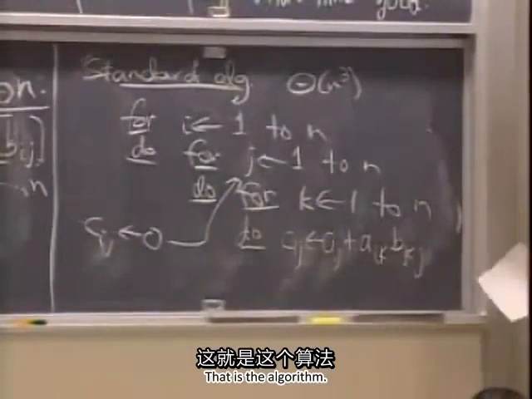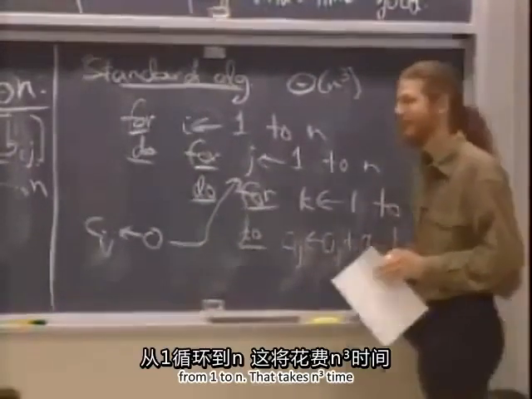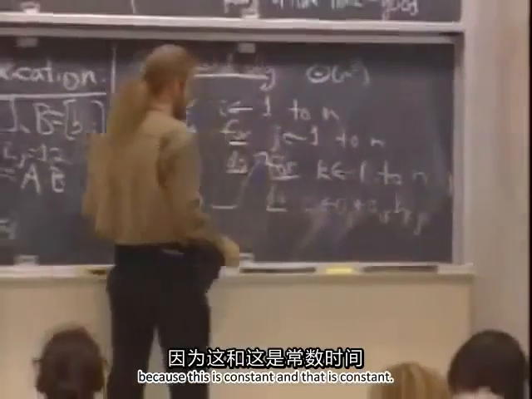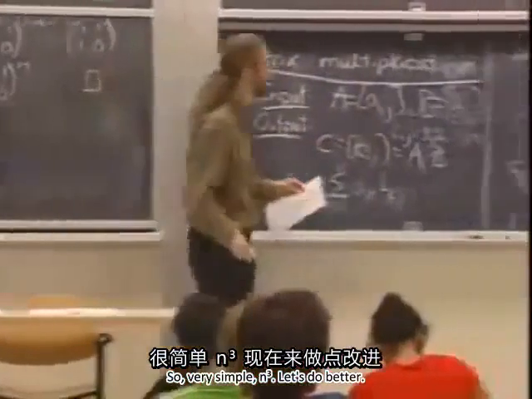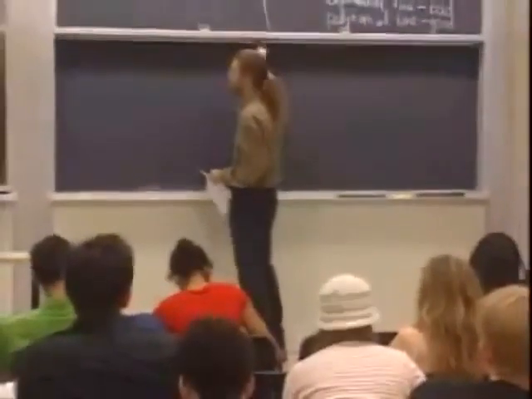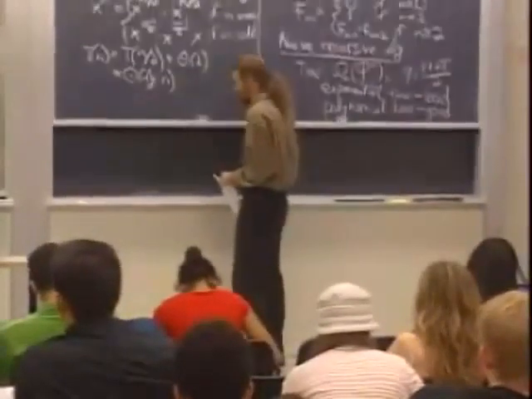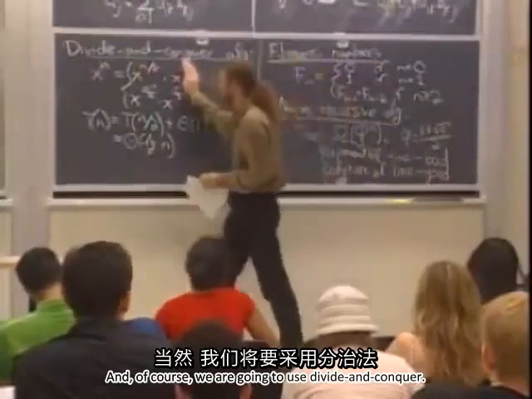So that's the algorithm. And the point is you have a nesting of n for loops from 1 to n. That takes n cubed time, because this is constant, and that's constant. So very simple, n cubed. Let's do better. And of course, we're going to use divide and conquer.